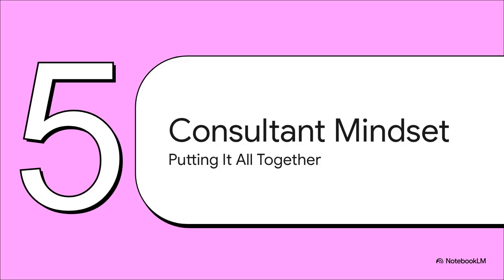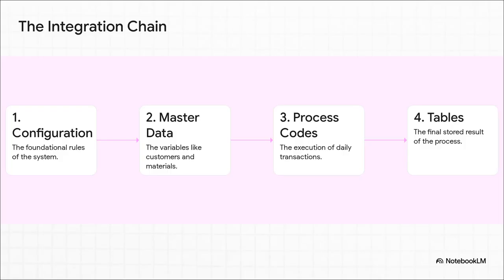So, let's bring this all home now. Knowing a bunch of T-codes is one thing, but using them effectively, that really requires a specific way of thinking. This is what we call the consultant's mindset. So, the expert mindset for troubleshooting is to always trace problems backward. You start with the result, the wrong data you see in the tables. Then you check the process. Did the user run the transaction correctly? If they did, then you check the variables. Is the master data for the customer or the product set up right? And if all of that looks good, then you know with certainty the problem has to be in the foundational rules themselves, the configuration.